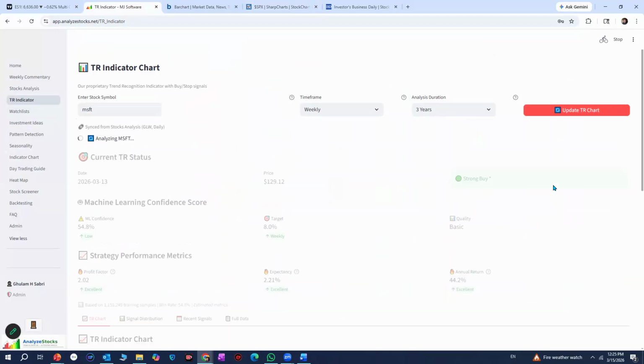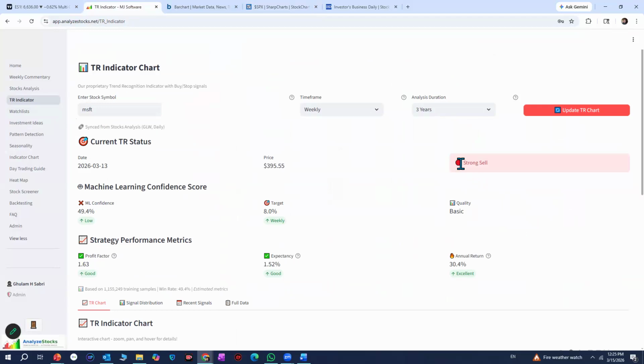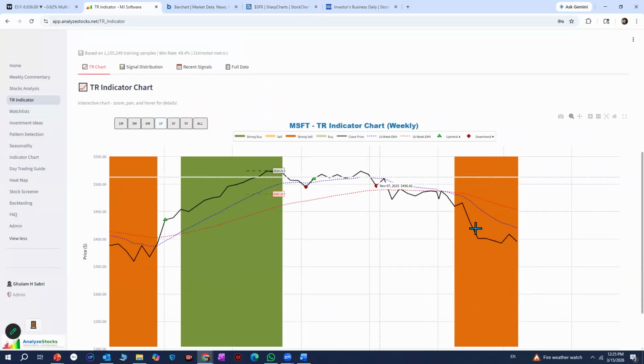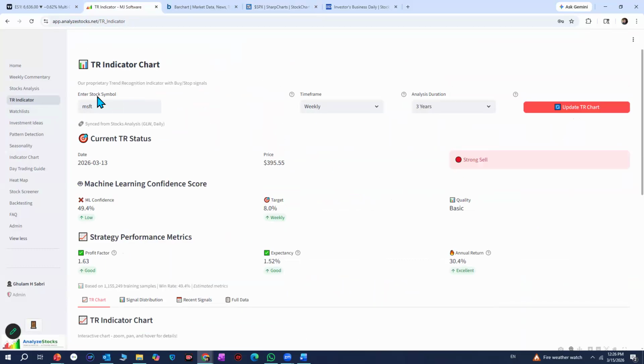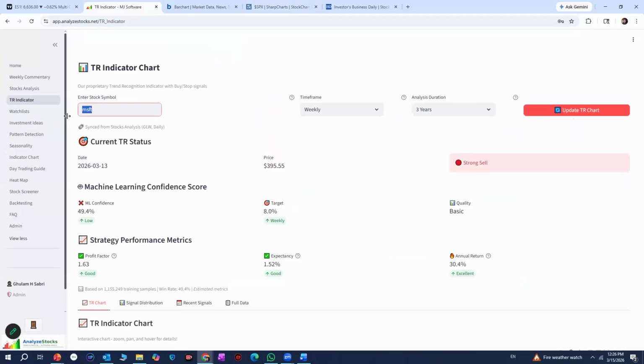Why? So let the chart strong sell. This is what Microsoft is doing. But Microsoft is just one stock. What the market is doing, you probably have to take a look at SPY, which is the market ETF, S&P 500, or QQQ. So let's take a look at SPY.